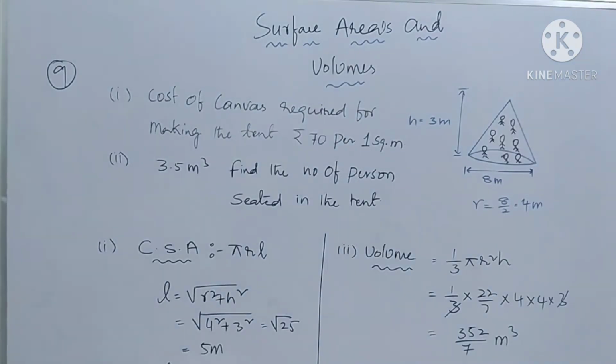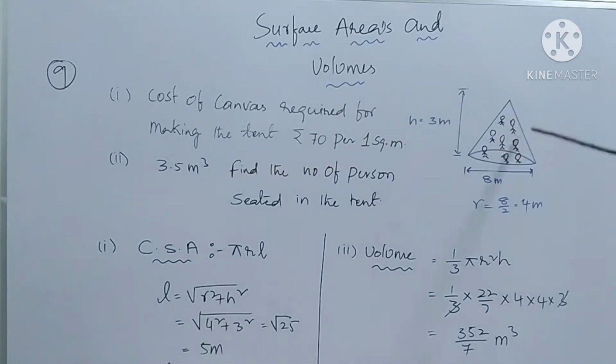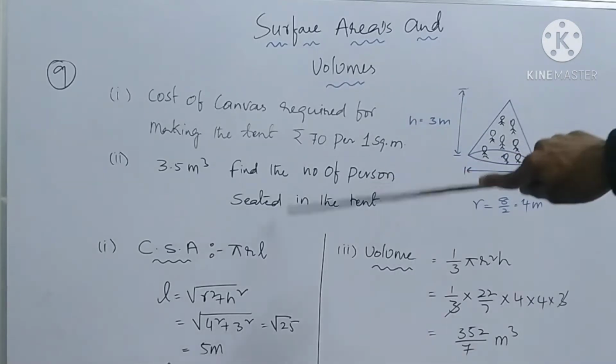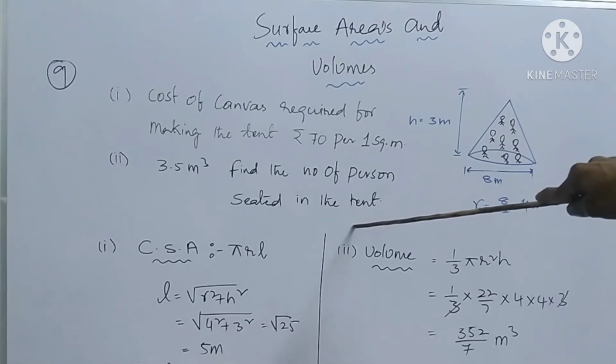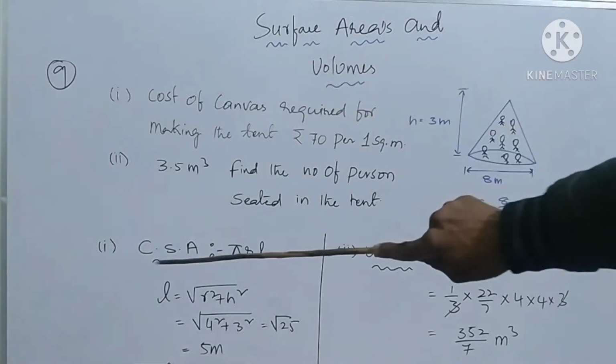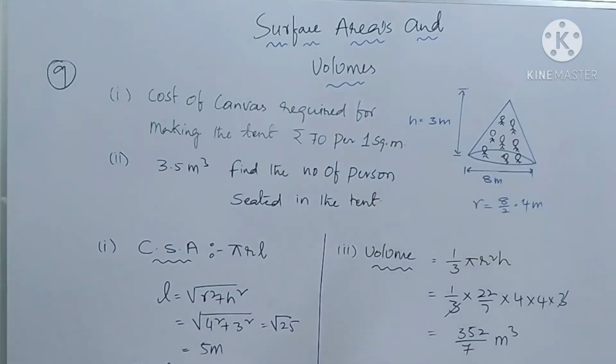If each person's volume is 3.5 meter cube, find how many persons can be seated in the tent. This is our second question. For the first question, we have to find the curved surface area of the conical tent. For the second one, we have to find the volume of the conical tent.